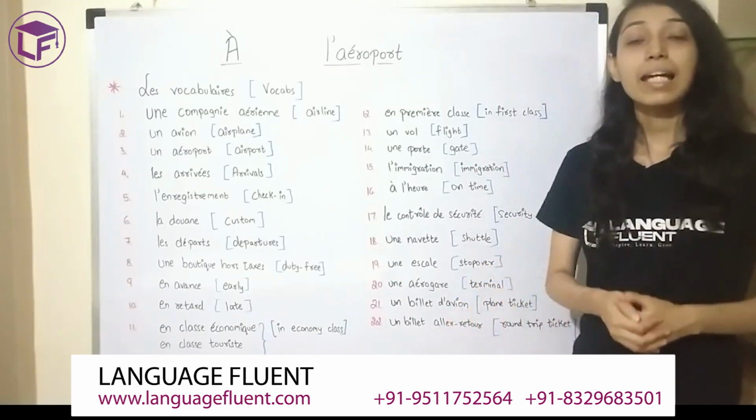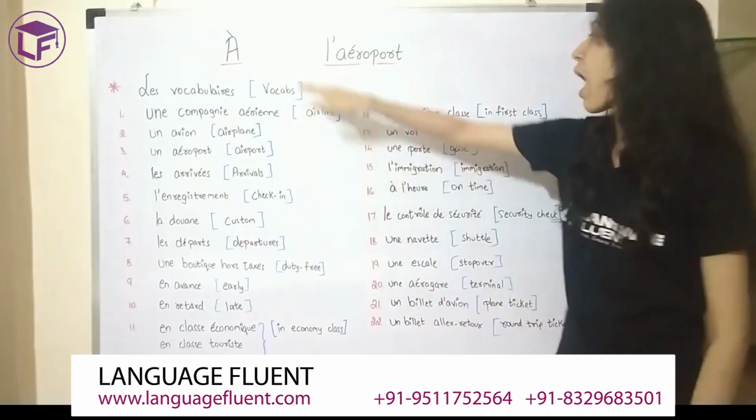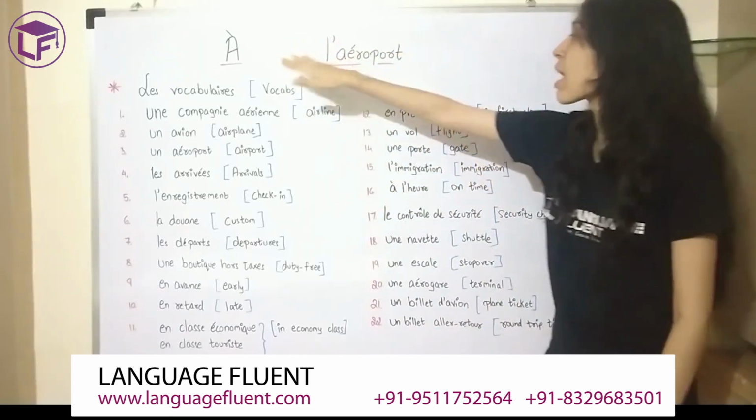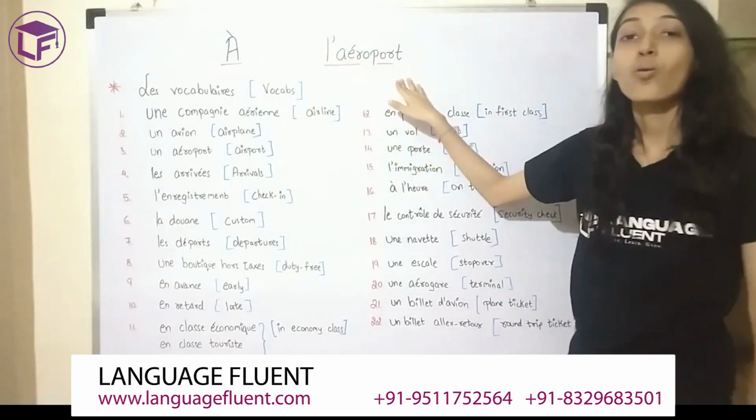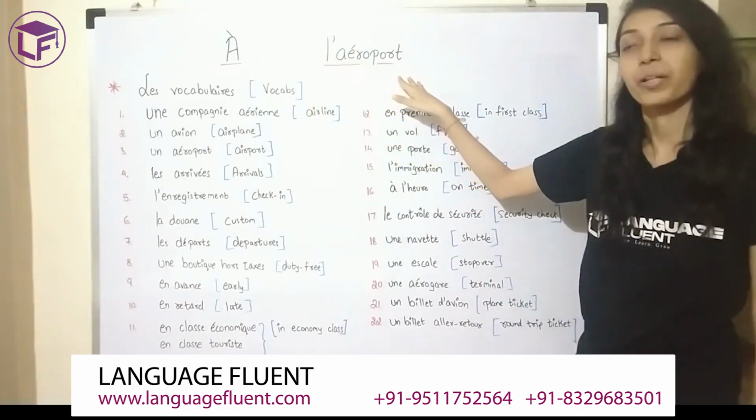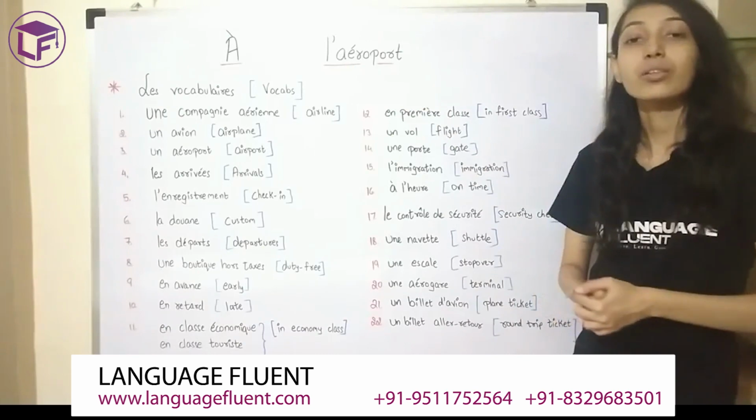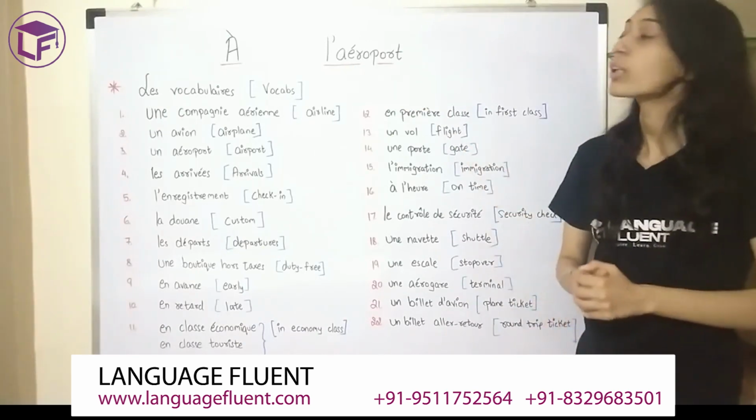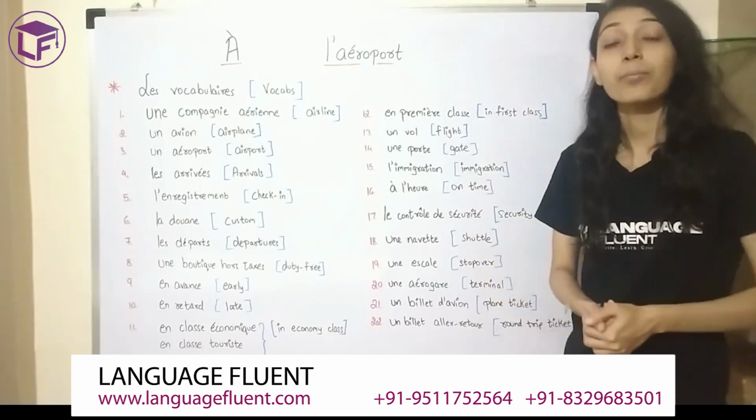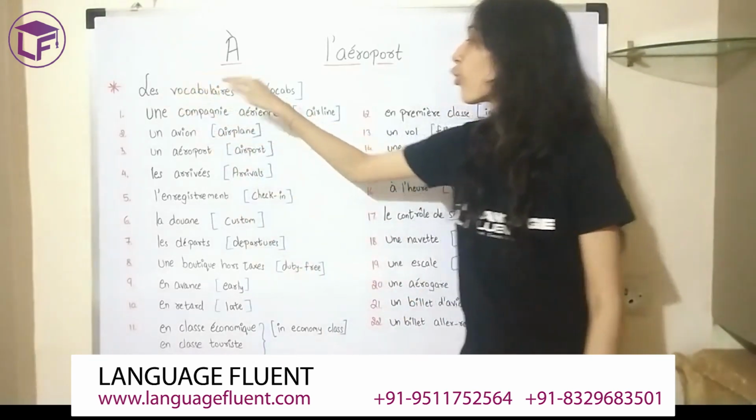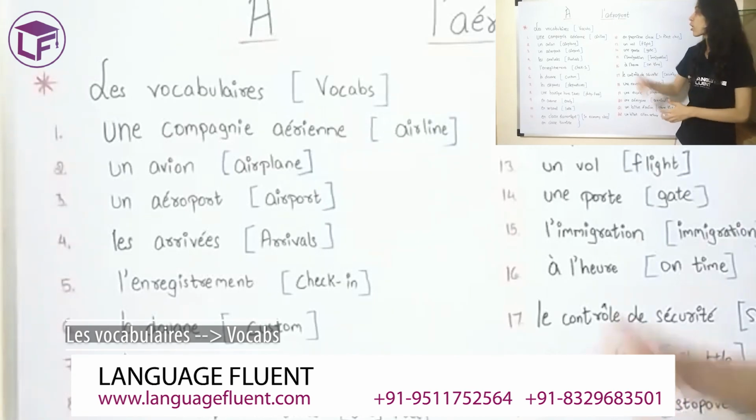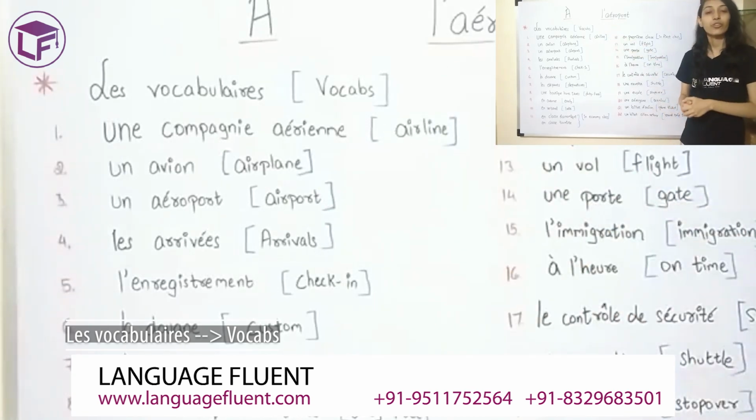So at the airport is known as à l'aéroport. In French we call this as à l'aéroport. So first part is of course the vocabularies related to airport. So how do we pronounce vocabularies? Les vocabulaires. So this is how we call vocabularies in French.